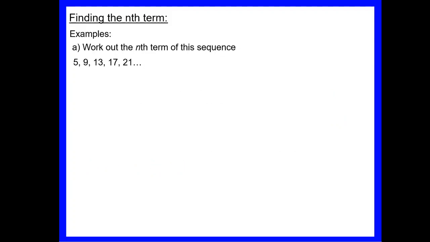Okay, we're going to do a couple more examples to make sure we understand those steps. So our first step, the term to term rule. So we're looking to see what the number changes by each time. Now this one is going up by 4. So we write down 4. So it's a positive 4. I don't necessarily need the plus in front of a positive number. Our second step is we put an n after it. Okay, so that's telling us we're going to do 4 times our position number.